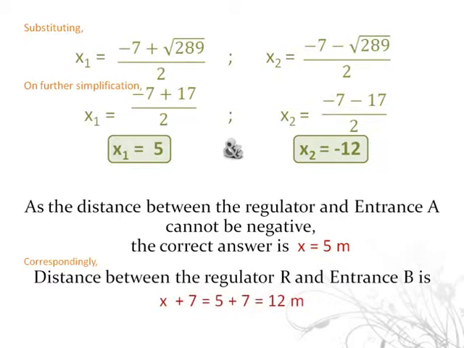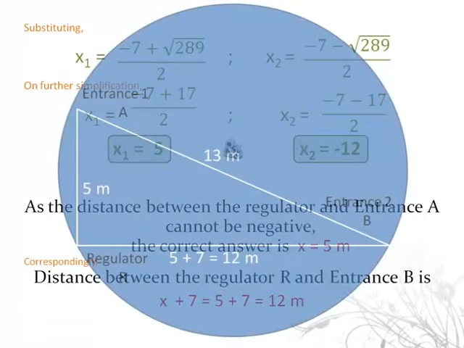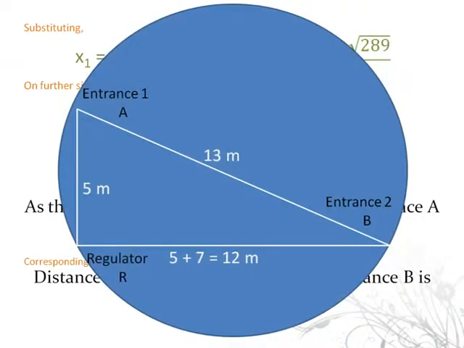Let us see which is the right one. As the distance between the regulator and the entrance cannot be negative, the correct answer has to be x equal to 5 meters. Correspondingly, the distance between the regulator R and the entrance B is x plus 7, that is 7 meters more than the distance RA, which is equal to 5 plus 7 equal to 12 meters. Hence the distance between the regulator R and the first entrance is 5 meters, and the distance between the regulator R and the second entrance is 12 meters, with the diameter being 13 meters.